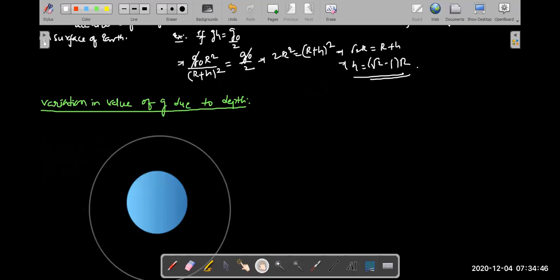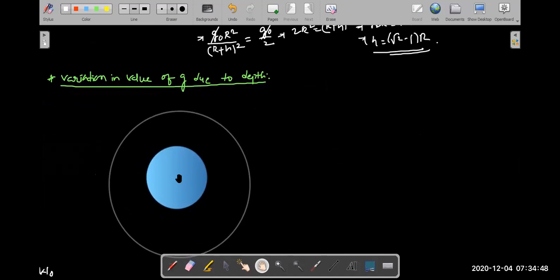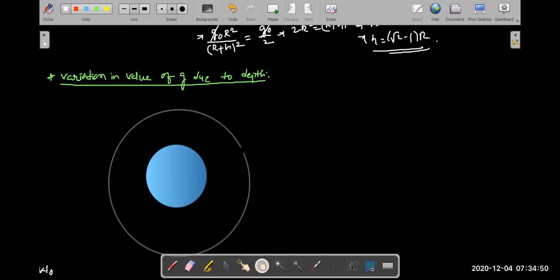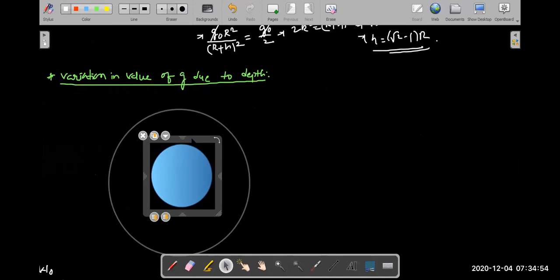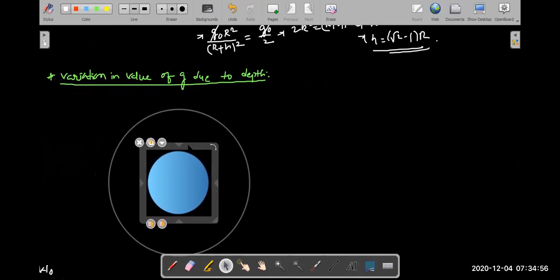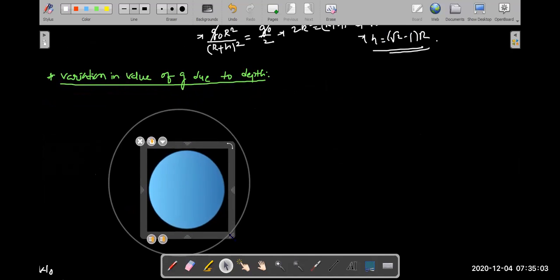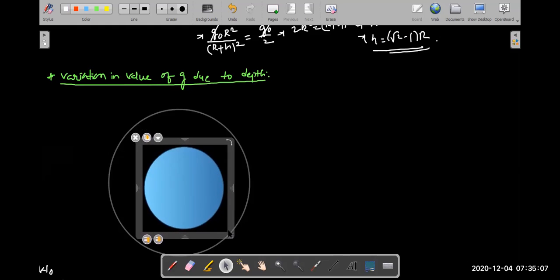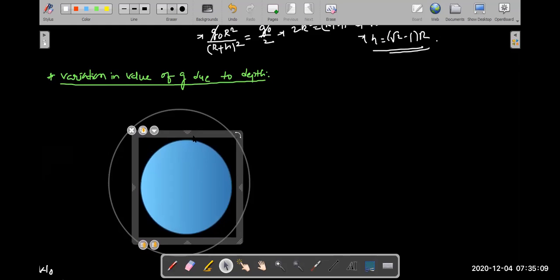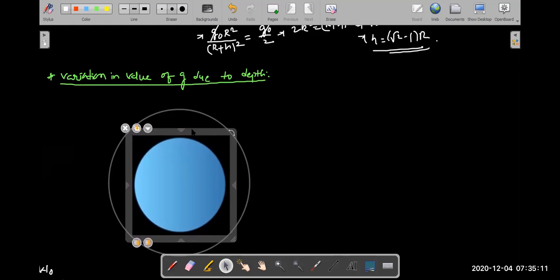Sir, but if h is much less than R, then why can't we consider the acceleration due to gravity to be unchanged? Because I don't think there will be much change, right? That's why in projectile motion we have assumed gravity to be constant. Remember, if h is very much less than R, then we can use the same value of g, that is, 9.8. We can take g as constant.